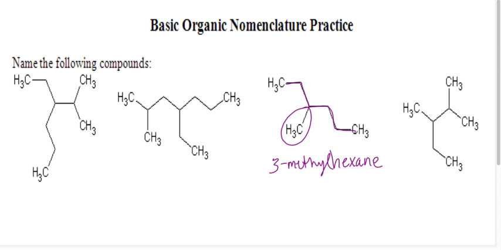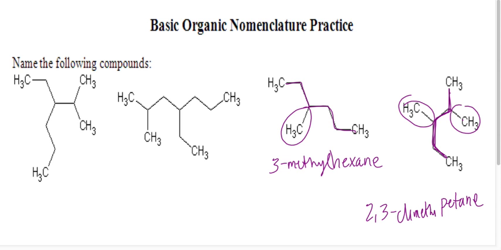All right, let's do this one right here. Find the longest chain. 1, 2, 3, 4, 5. 1, 2, 3, 4. 1, 2, 3, 4. So 5 is going to be the longest. I could do either up or to the right there. It doesn't matter. All right, so what's my base name? Pentane. I have a methyl and a methyl. 2, 3. 2, 3 what? Dimethylpentane. 2,3-dimethylpentane.